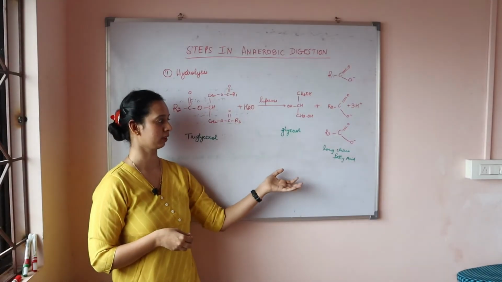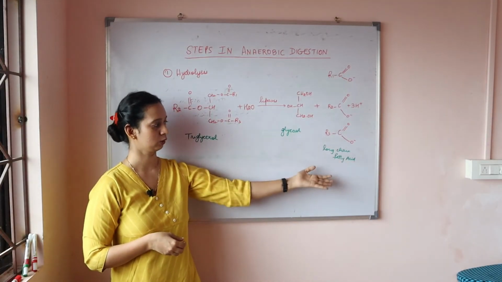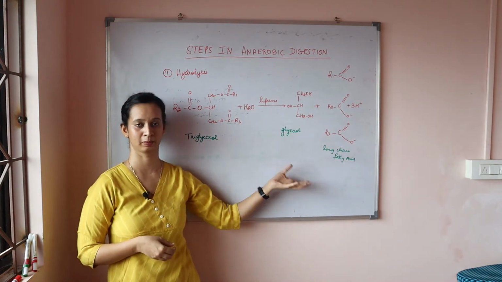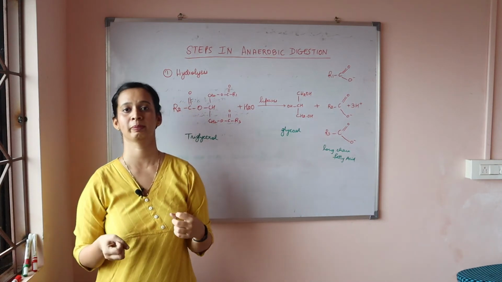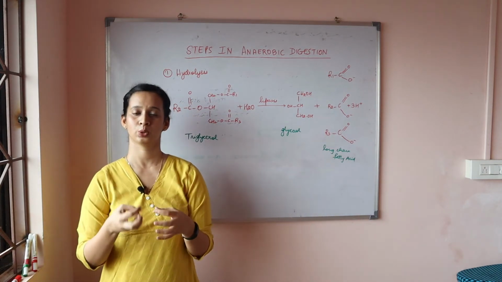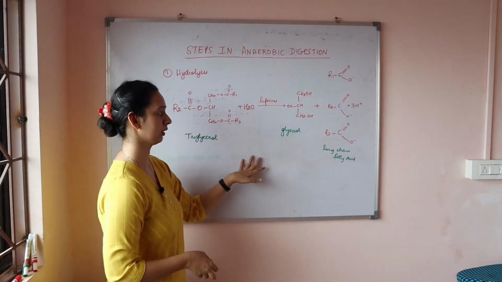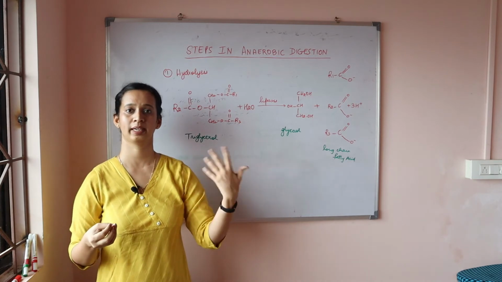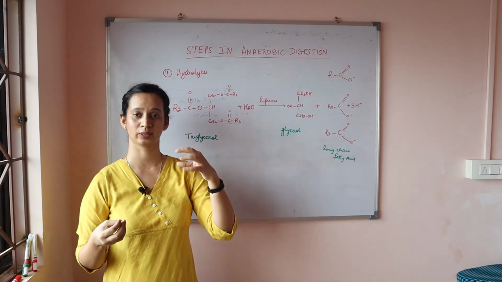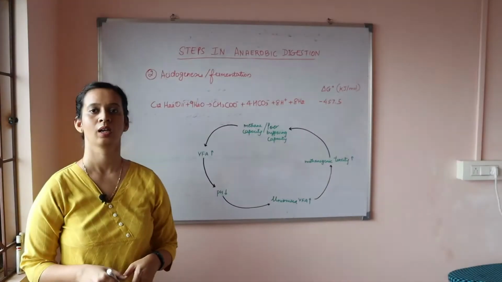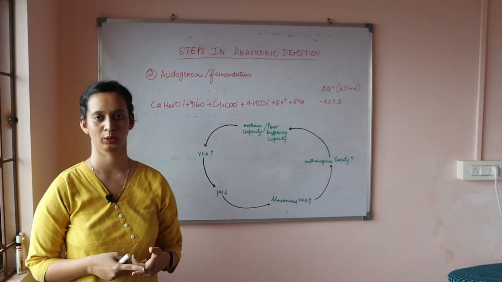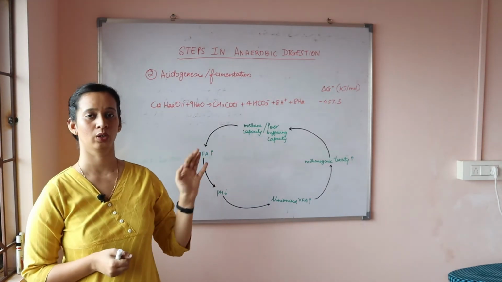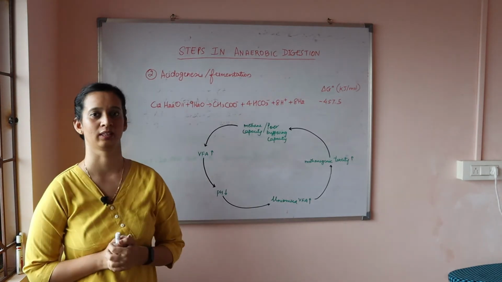So now these end products, whether it is fat, long chain fatty acids, if it is protein then amino acids, if it is carbohydrates then simple sugar, are now ready to be metabolized by microorganisms so that methane can be produced. So this step actually occurs outside the body of the microorganisms. Moving on to the next part of anaerobic digestion, the second step. It's also called acidogenesis or fermentation, and we will see why it is called like that.